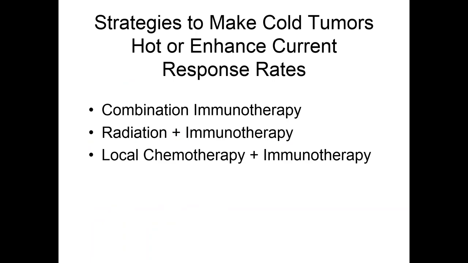There are strategies in place to try to make these cold tumors hot. Some of the strategies being employed right now are what they call combination immunotherapy. Others are trying to use radiation plus immunotherapy. And some people are trying to even use localized therapy, local chemotherapy and immunotherapy, and I'll explain that in a minute.